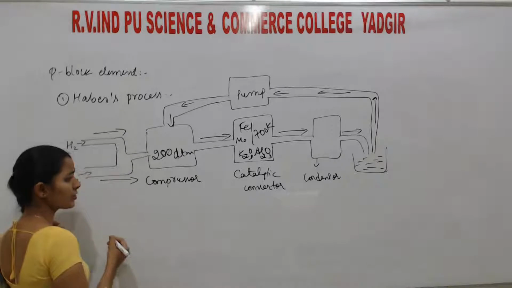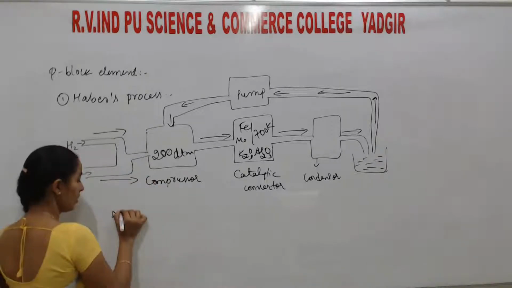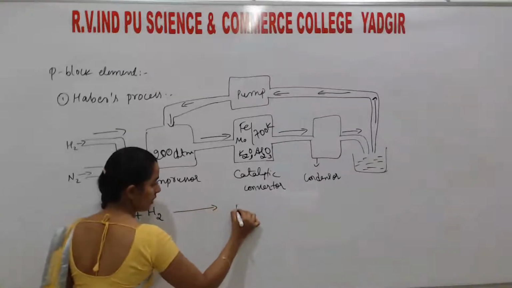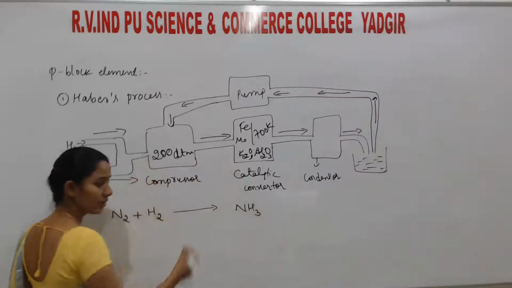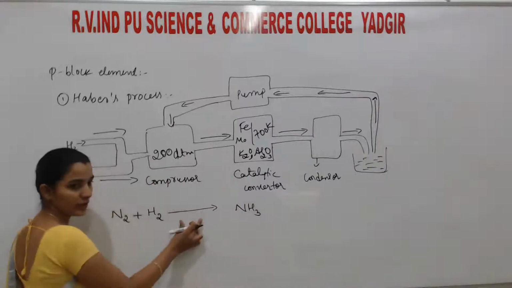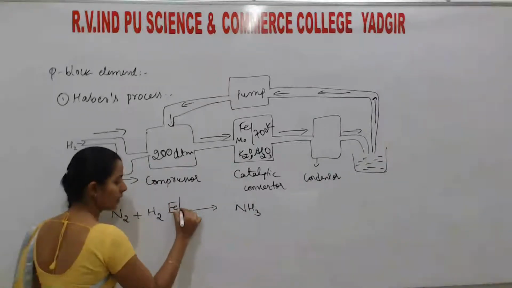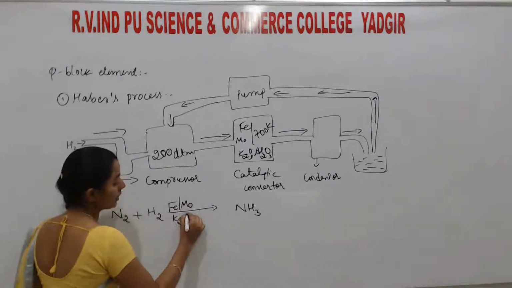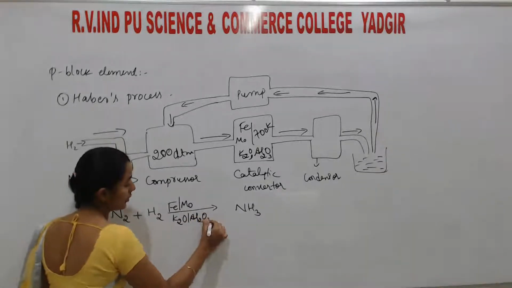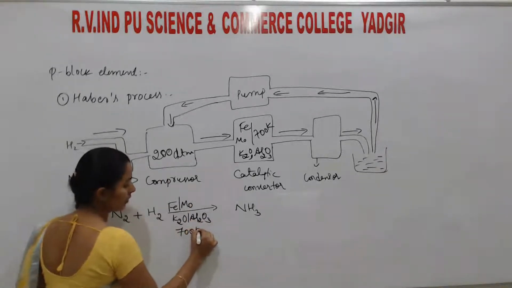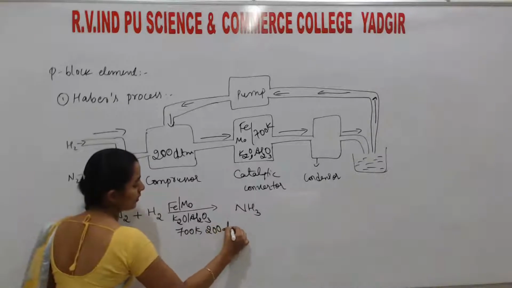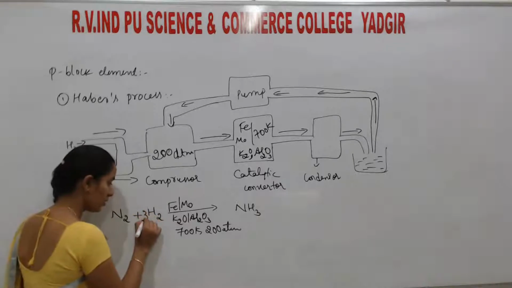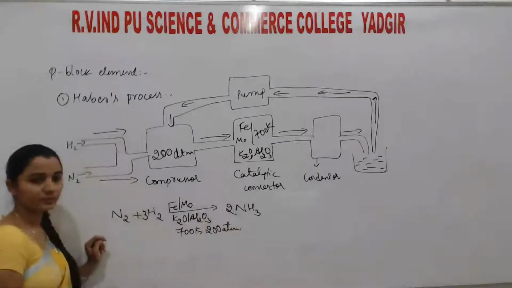Next, what is the reaction and the reaction condition? Listen, N2 plus H2 gives rise to NH3. This is the reaction that takes place. What are the conditions for the reaction? Iron as a catalyst, molybdenum as a catalytic promoter, K2O and Al2O3 to maintain equilibrium, 700 Kelvin temperature, 200 atmospheric pressure. Here, balance the reaction: this is 1 mole, this is 3 moles, this is 2 moles.